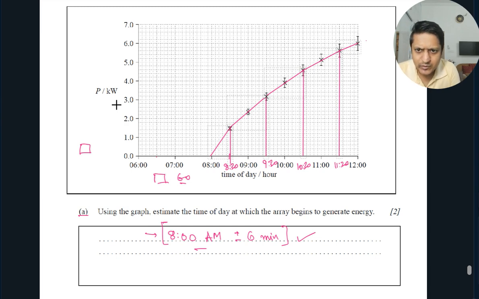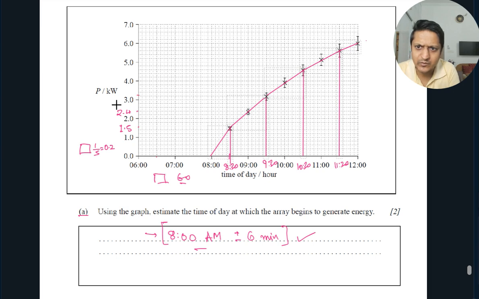So for this point it would be here. How much is one box? This is 1 by 5, so 1 by 5 is 0.2. So it would be 1, 2, and 3. So we can take it as 1.5. And this point would be like this, so it would be 2.4. And this point would be like here.